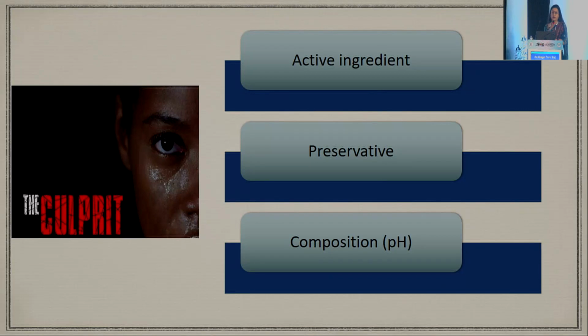So when we talk about side effects, basically what we know as drug reactions, or what is popularly known as adverse drug reactions, or ADRs, there are three main culprits. One can be the active ingredient or the drug itself, or it could be the preservative. Most of the drugs which are now notorious for side effects are because of the benzalkonium chloride, or it could be the overall composition, more significantly the pH of the drug.